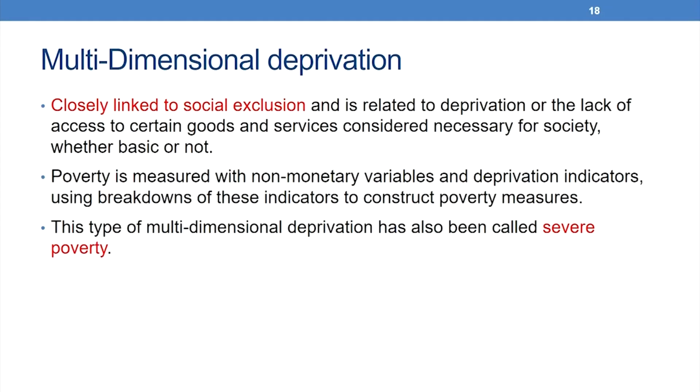This concept of multidimensional deprivation is closely linked to social exclusion, to deprivation or the lack of access to certain goods and services which are considered necessary for society, whether basic or not. For example, when we are considering social exclusion, let me give you a complex example of gender and caste. We may be talking about a labor market where the female labor force is not allowed to participate by the fact of belonging to a certain gender. Similarly, certain caste people may not be allowed to enter a certain market because of belonging to a certain caste.